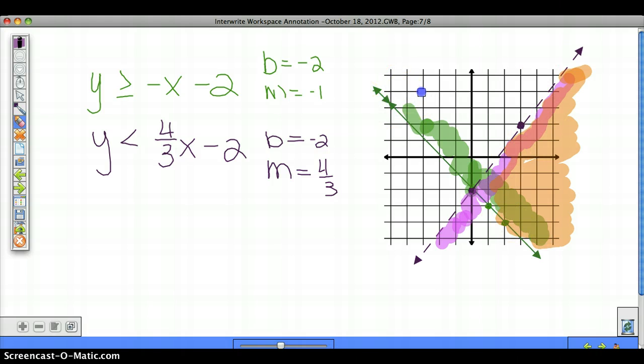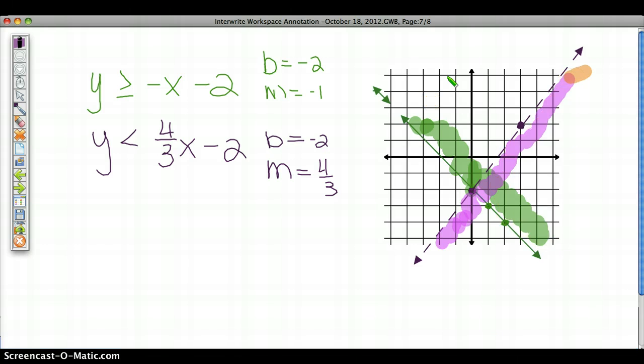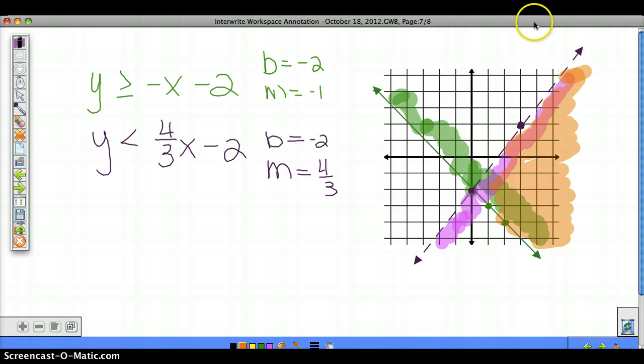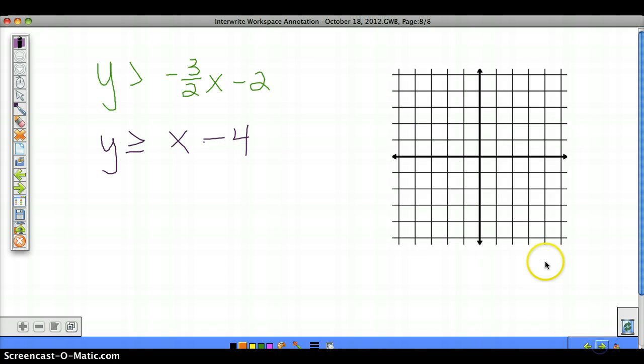So I'm actually going to erase this shading here because we only want the shading where they collide. And now we're done. So when you graph these on your own, you can either lightly shade where you're supposed to, or you can draw arrows, but you have to be careful to pay attention to where both of them shade. Let's try another one.